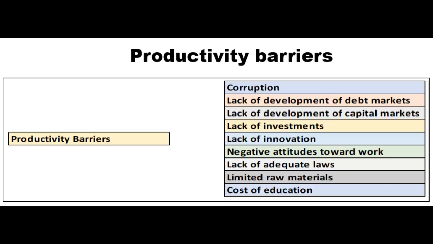Some of the major barriers that can get in the way of productivity include corruption, lack of development of capital and debt markets, lack of investments, lack of innovation, negative attitudes toward work, lack of adequate laws, limited raw materials, and the cost of education.